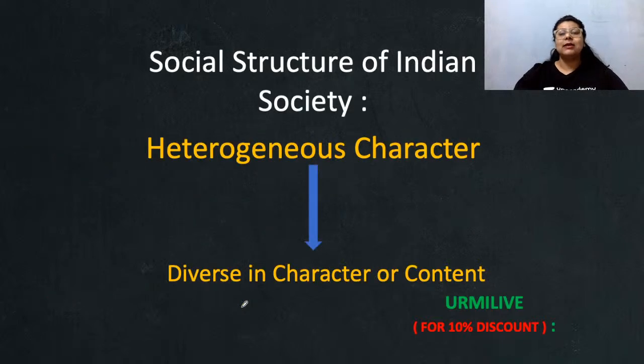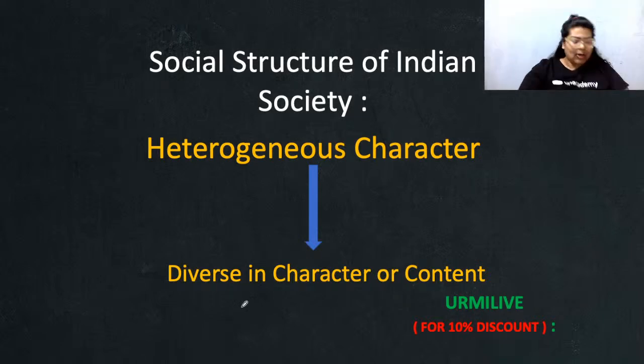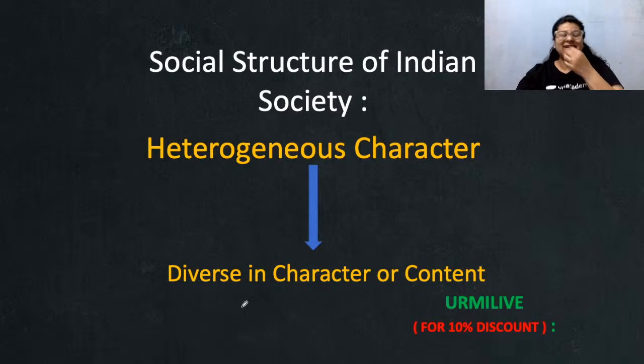Next, what do you mean by the social structure of Indian society? First, it is heterogeneous in character. Second, it is diverse in character or content. Heterogeneous is different, diverse in character is different. Either it has four different ways, or two different ways, or it is diverse with unlimited content in different ways or characters, which we can define later on. All these things we are going to study in the next chapters, in the first book itself. Do you have any questions till here?